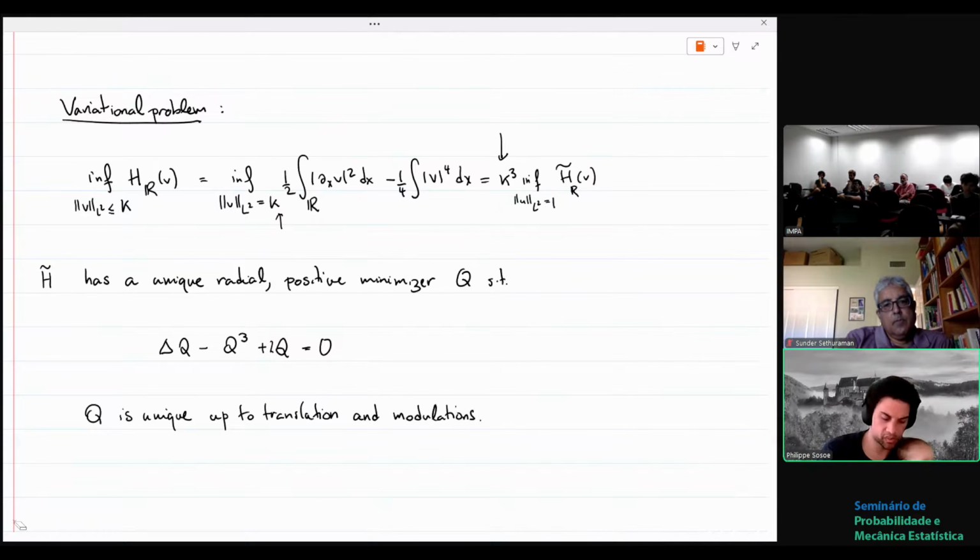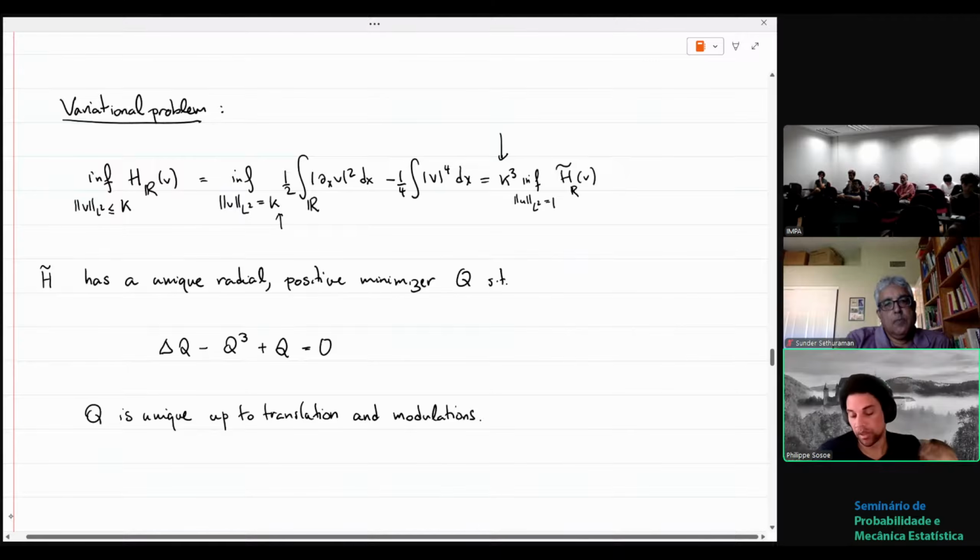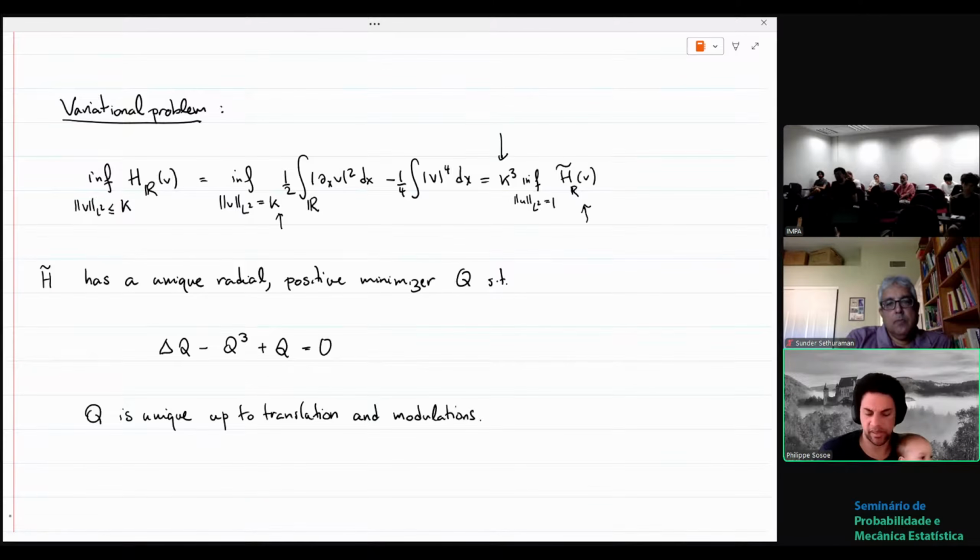Sorry, my eraser doesn't work. Okay, so the minimizers of this functional are actually many, because it's a functional that has scaling invariance, for example. You can rescale. But if you ask that they be radial, it's translation invariant, not scaling invariant. It's translation invariant, and you can multiply by a constant that has modulus 1.